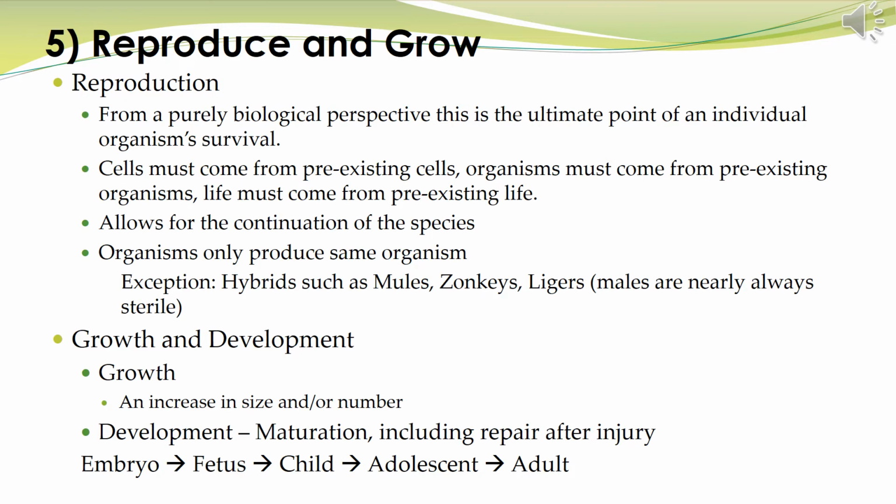Organisms can only reproduce with other organisms of the same species to create viable offspring. Obviously, there's some hybrids out there where two animals or organisms of different species can reproduce to create these hybrids, but such hybrids usually are sterile, such as mules and zonkies are nearly always sterile, at least the males are. For animals like ligers, this holds true over most cases also.